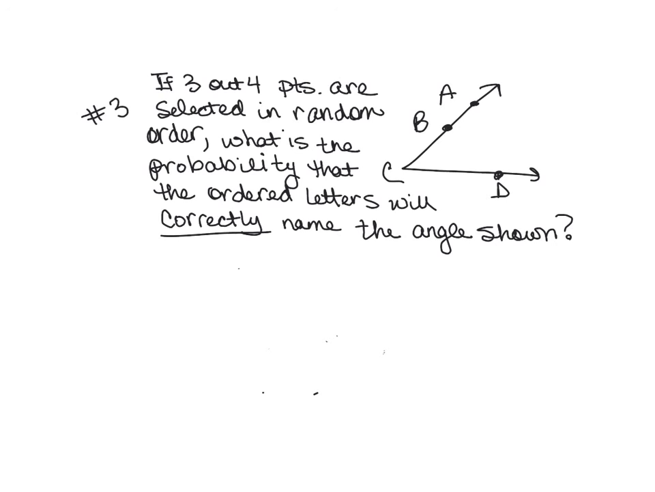Number 3. If 3 out of 4 points are selected in random order, what is the probability that the ordered letters will correctly name the angle shown? This problem is a little bit more detailed in finding the answers. So let's start labeling the number of possibilities that we could have. So we could select A, B, C. Let's go in a logical order. So we have A, B, C. Next, let's do A, B, D. Now there's no more A, B, and then another letter.